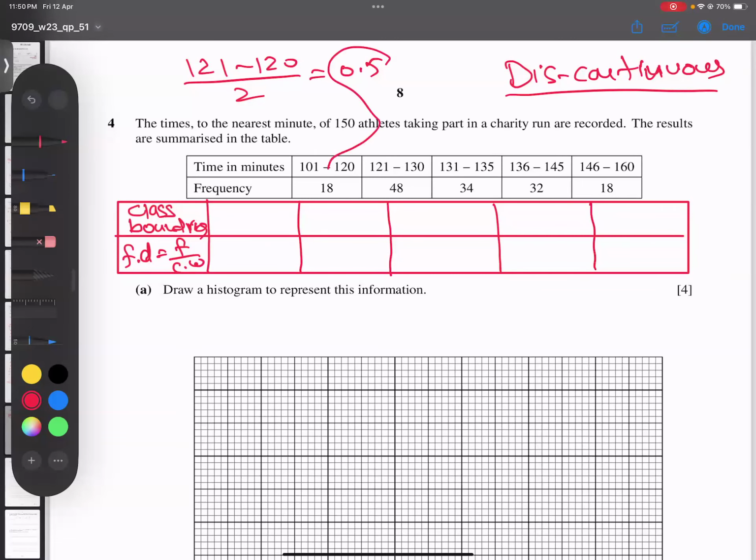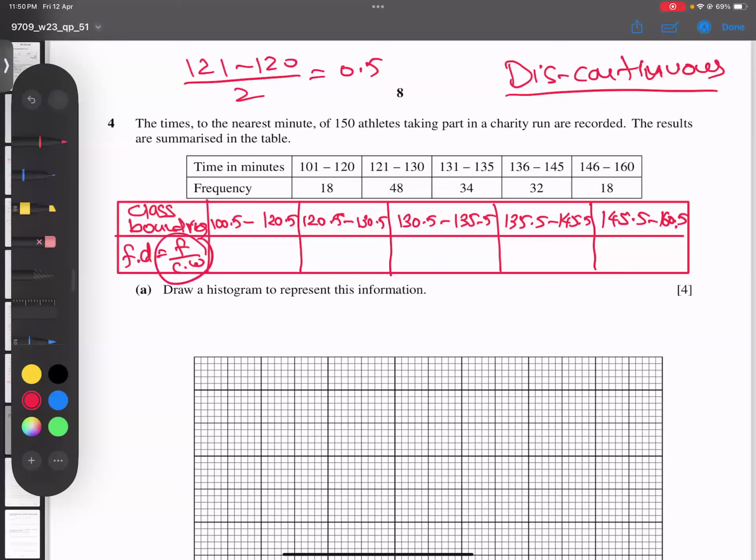Okay, class boundary is what? This value added, I got 120.5. Subtract from here, I get 100.5. I think this part is very clear. Same story, subtract from here, I get 120.5. And if I add here, 130.5. Same story, subtract from here, 130.5. Add in this number, 135.5. Then 135.5, 145.5, 145.5, 160.5. And I believe there's nothing hard to do now.